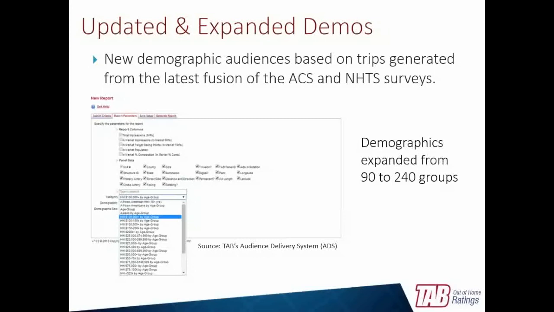Because this work is now more robust than ever before, we have been able to expand the number of demographics available to you from 90 to over 240 different groupings. This screenshot shows how today and in the future you can select all of these groupings on tabonline.com's audience delivery system.